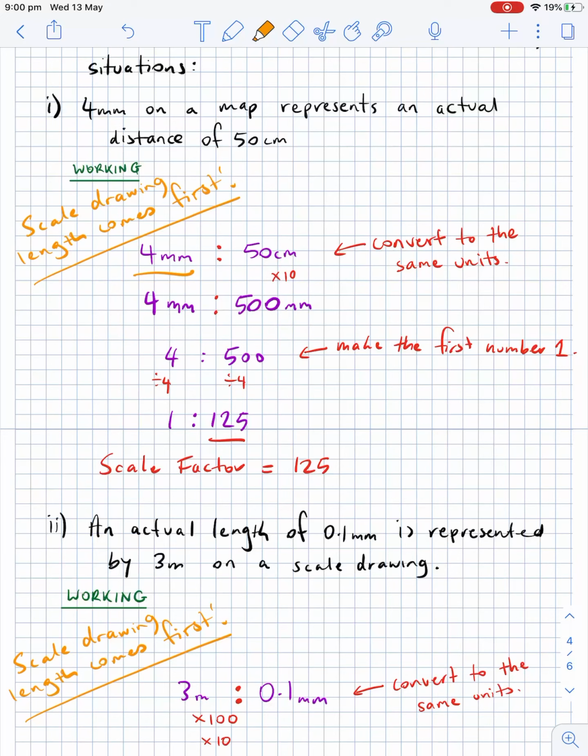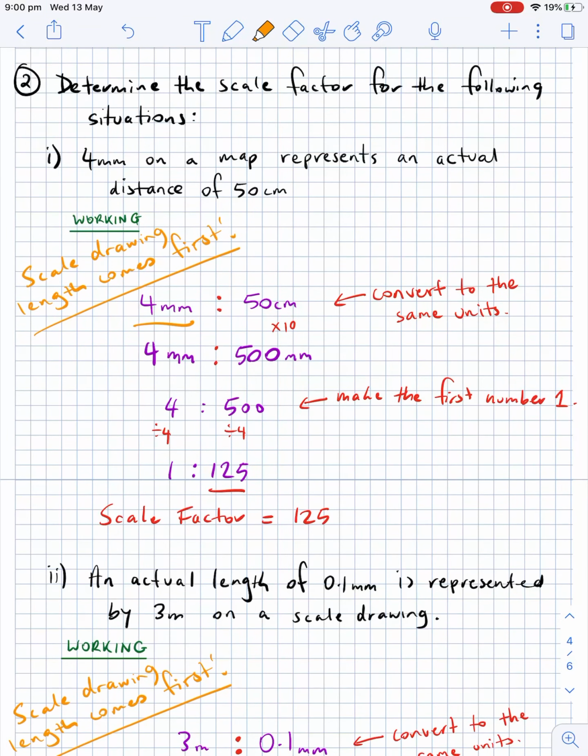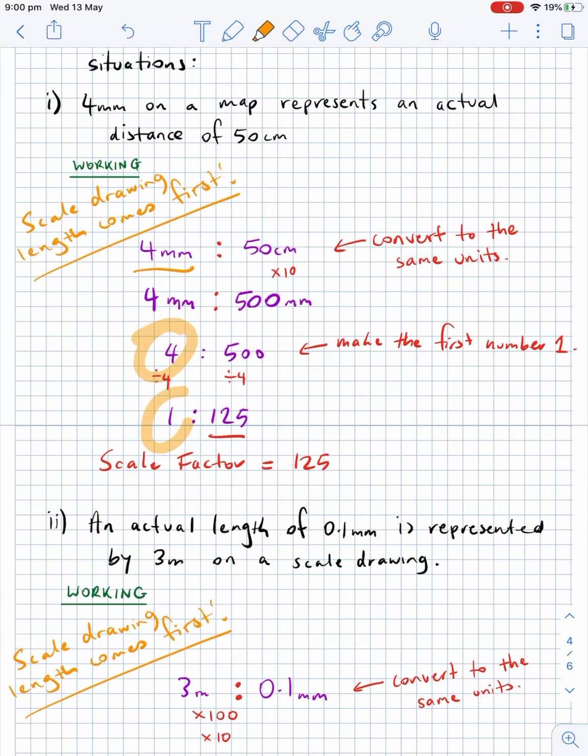And we want to figure out the scale factor. So we need our first number to become a 1. We're going to divide both of these by 4. 4 divided by 4 gives us 1, and 500 divided by 4 gives us 125. Remember, the second number is what your scale factor is.